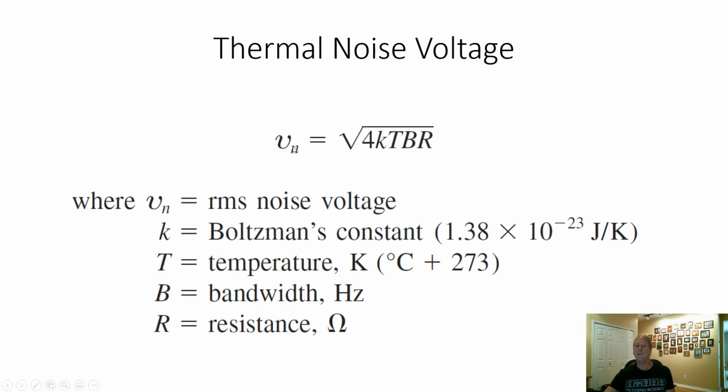And we have thermal noise voltage. Notice the T, the B, and the R. The T is the temperature in Kelvin, which is degrees C plus 273. K is Boltzmann's constant, R is the resistance, and B is the bandwidth. Notice the positive correlation between bandwidth and temperature. It raises the noise voltage. So here's an equation which shows the relationship between bandwidth, temperature, and noise. The higher the temperature, the higher the bandwidth, the higher the noise.